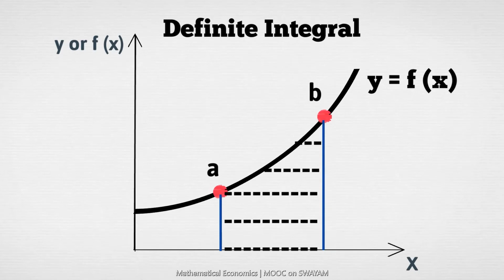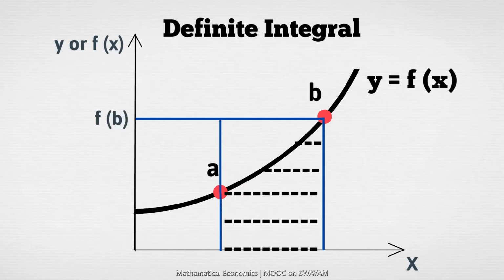Extending point B to meet the y-axis gives the value of y when x is equal to b. That may be represented as f of b. Then point Q on this line gives the value of x, that is a. Now the distance between x equal to a and x equal to b is the change in the value of x and may be represented as delta x.